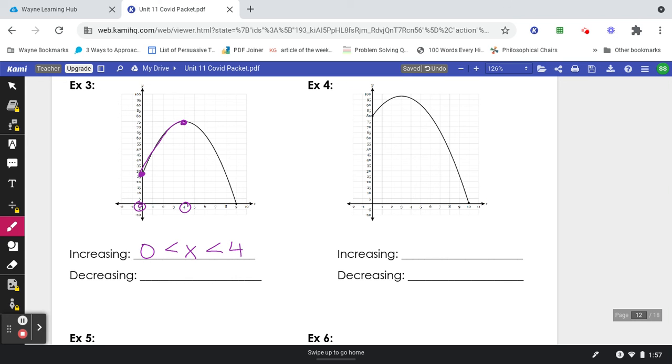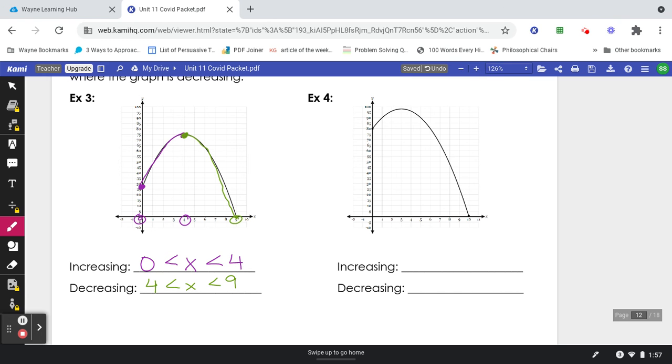We always use less than; we never have to worry about switching those around to greater than signs. And then it would be decreasing from 4 all the way down to 9. So 4 less than x less than 9. That's how we say from 4 to 9 mathematically.